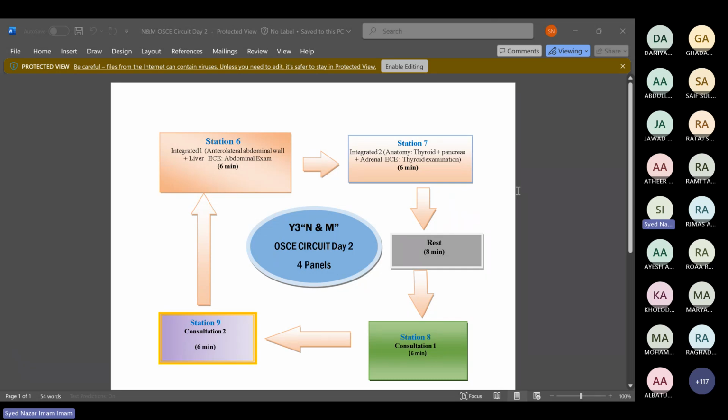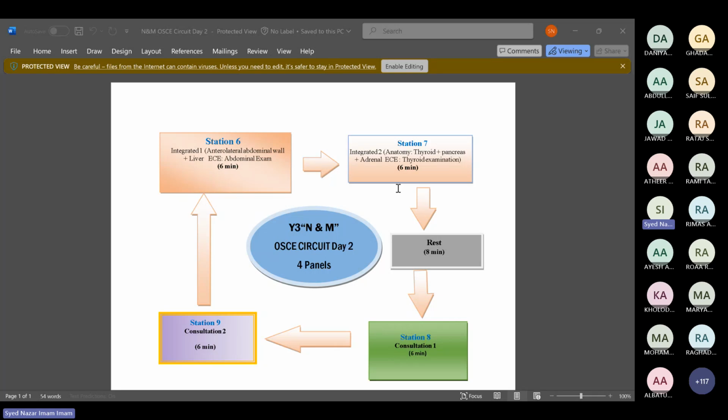Once you move from station 6 to 7, there will be another integrated station, and this station is about the thyroid examination and the anatomy of endocrine structures like the thyroid, the pancreas, the adrenal, and then the thyroid examination. Again, you will get the mannequin. You have to perform the examination on the mannequin. How to do the examination of the thyroid, you know about it. Remember every step, don't forget it. Even if you do it well, but you miss some step, you will miss the marks. So please make sure that you are following all the steps of the examination.